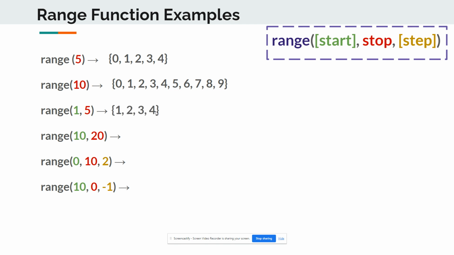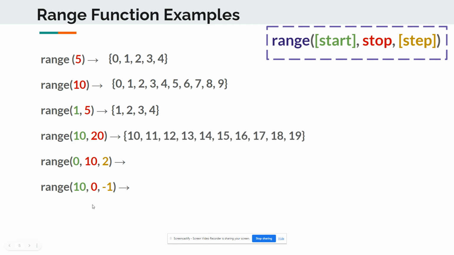So I get 1, 2, 3, 4. I always like to think about this as start here, and then I subtract these two values to see how many I would get. 5 minus 1 is 4. 1, 2, 3, 4 values. I bet you can try to figure out what 10 to 20 would produce. Hopefully you realize it's 10 to 19, to be perfectly honest with you.